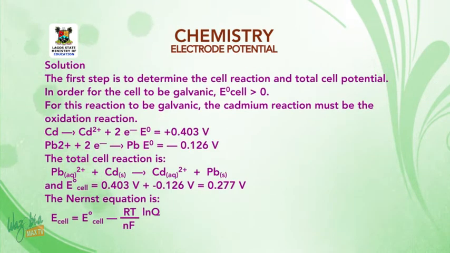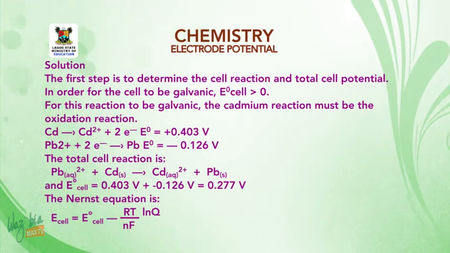The solution. The first step is to determine the cell reaction and the total cell potential. In order for the cell to be galvanic, the E cell must be greater than zero. For this reaction to be galvanic, the cadmium reaction must be the oxidation reaction. So the oxidation reaction will be cadmium solid to cadmium ion, and that will give the E value of 0.403 volts. That of lead will be the same, which is minus 0.126 volts. Therefore, the total cell reaction will be lead 2 plus ion plus cadmium to give cadmium 2 plus ion plus lead solid. So the E cell will be given as 0.403 volts plus minus 0.126 volts, which is 0.277 volts.